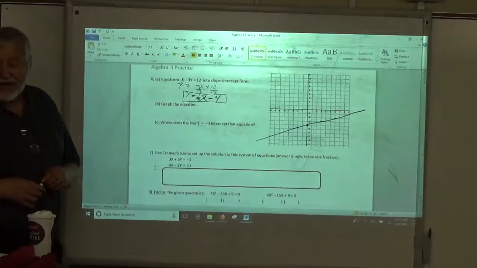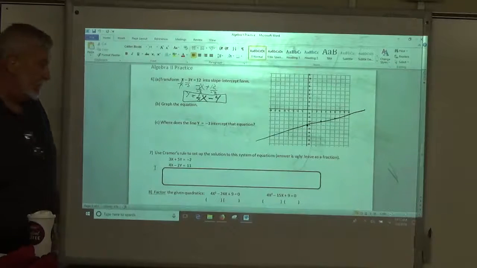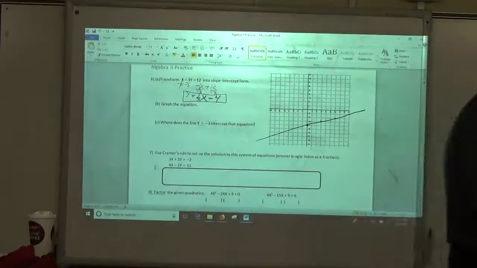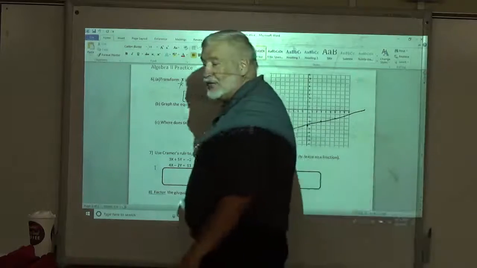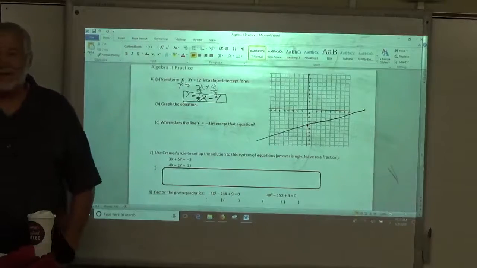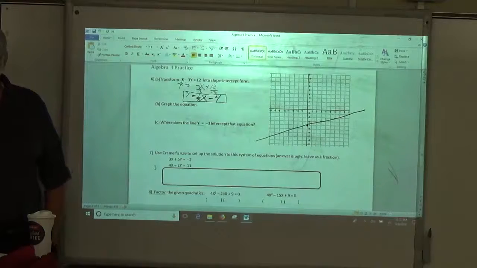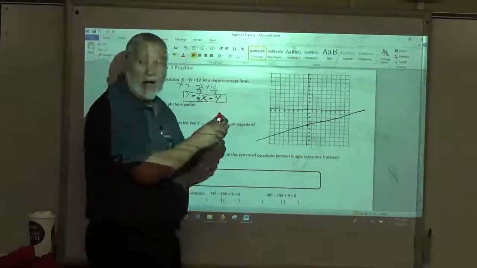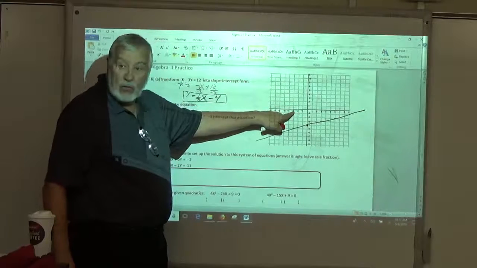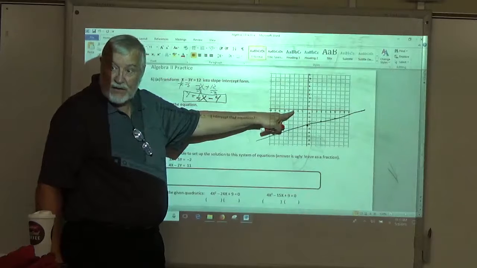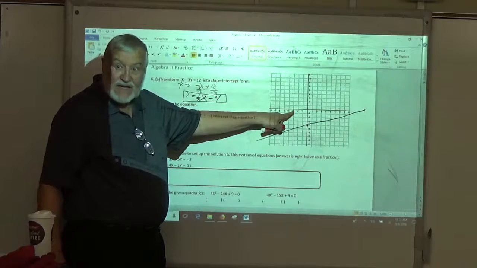All right, now, I've added something different. I said, where does the line y equals -3 connect with the line you just drew? So the question is, what does the graph of y equals -3 look like? It's a vertical line going through what? Is that x equals -3, or y equals -3? That's x equals -3.